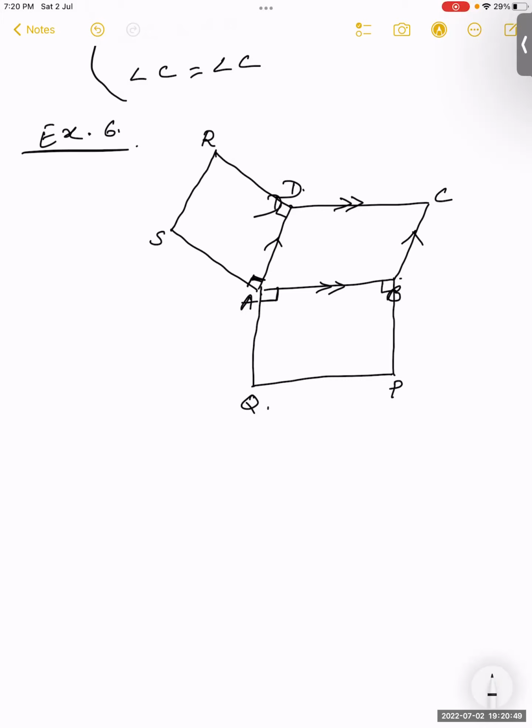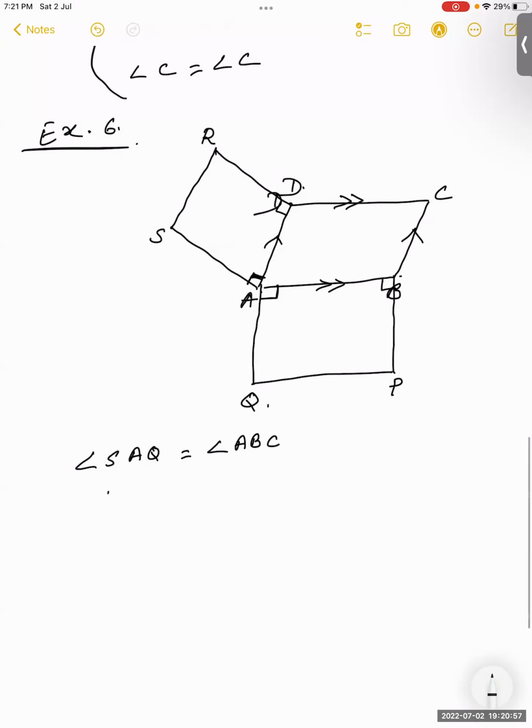In this, you have to prove angle SAQ is equal to angle ABC. That's the first thing. Then SQ is equal to AC. So two things you are asked to prove. What is angle SAQ? This is angle SAQ. What is angle ABC? This is angle ABC. So these two are equal is what you have to prove.